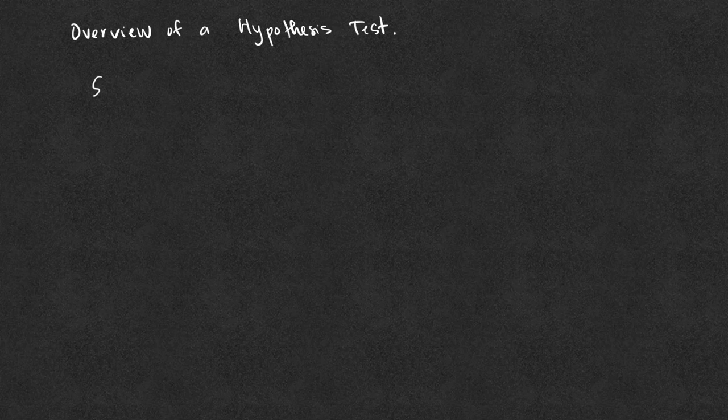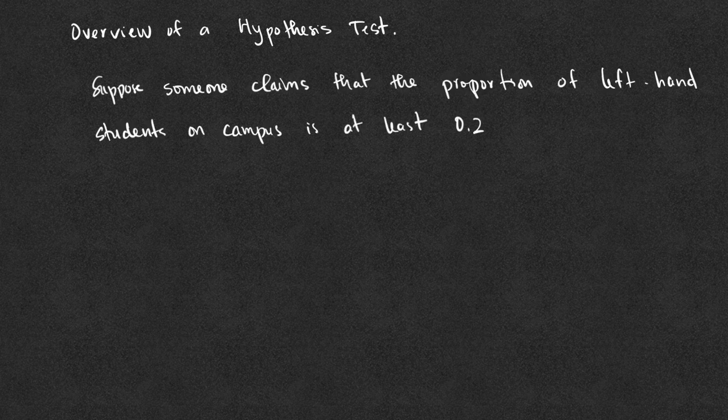An overview of a hypothesis test. Suppose someone claims that the proportion of left-handed students at a certain campus is at least 0.2, or 20%. These are the percentage of students who are left-handed.